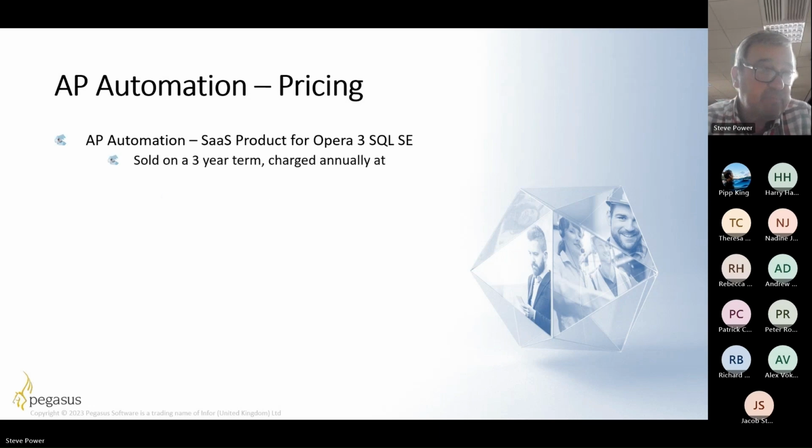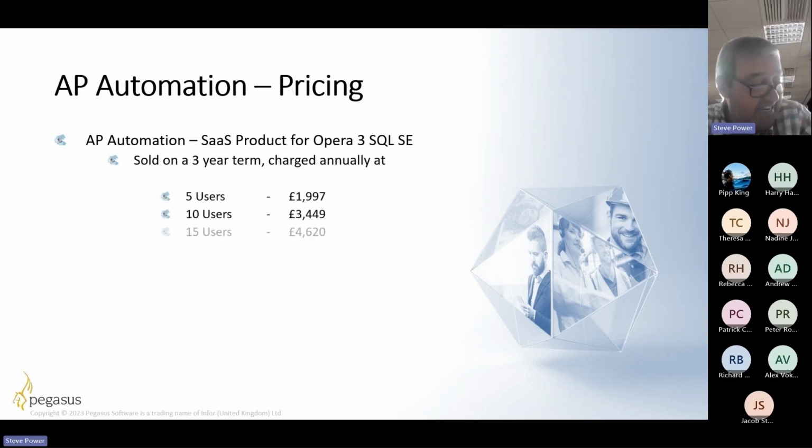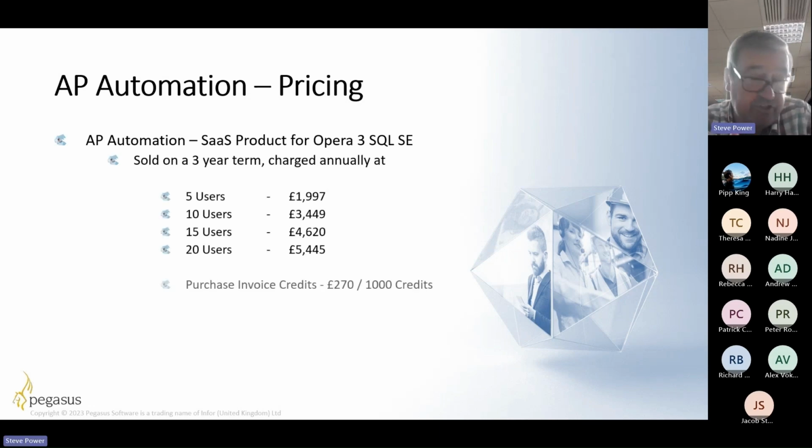Now, what's the price? Well, AP Automation is a SaaS product charged annually to customers over a 3-year term. And you can see the pricing here. Annually, if you've got a 5-user system, then it's 1,997 per year. If you've got a 10-user system, then it's 3,449. A 20-user system is 5,445, and so on. These are named users within the system. Now, the pricing goes up to 400 concurrent users. So if you want to get a quote above this, then talk to the guys at Deans, and they can give you a quote for that.